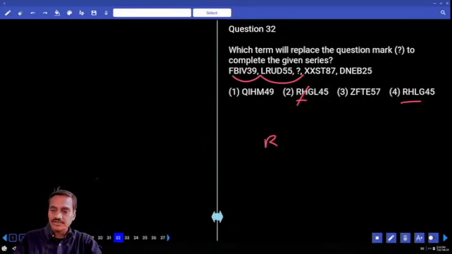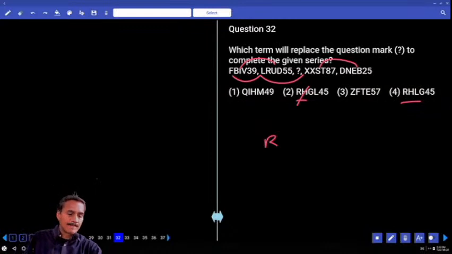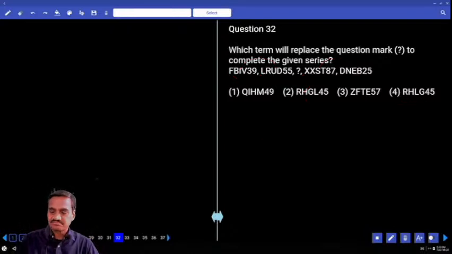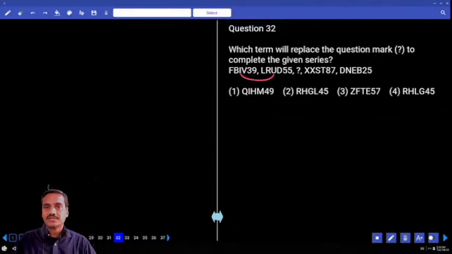The third letters are I and U. What is the difference we have between I and U? Third letter I and U, and the next one E and S. What is the relation between these two? Now if you observe here, I and U are 9 and 21.